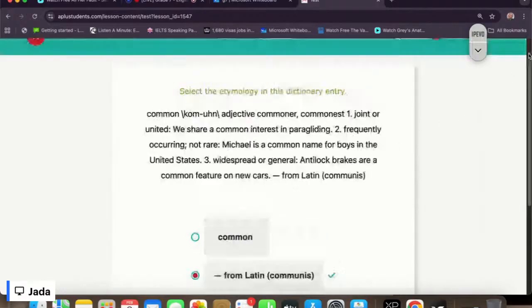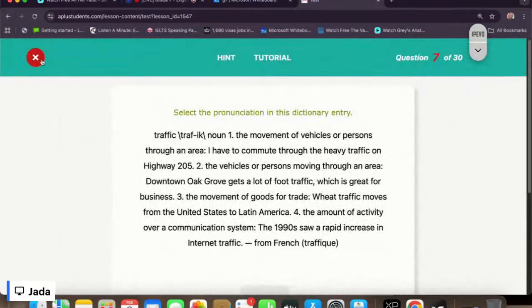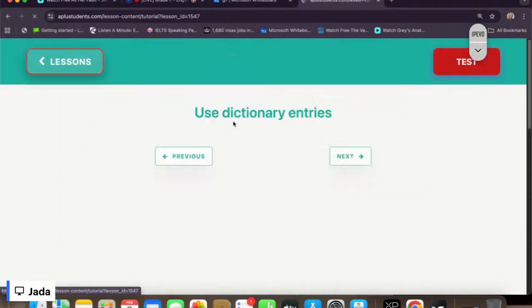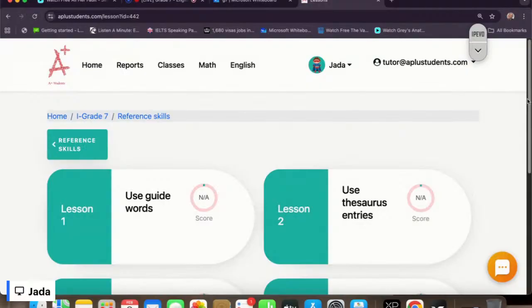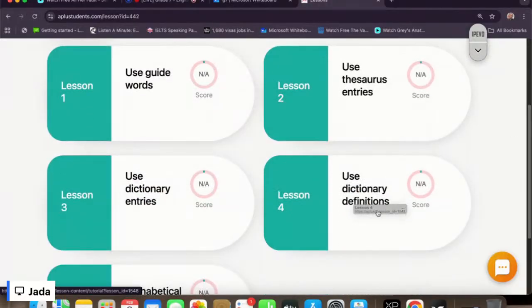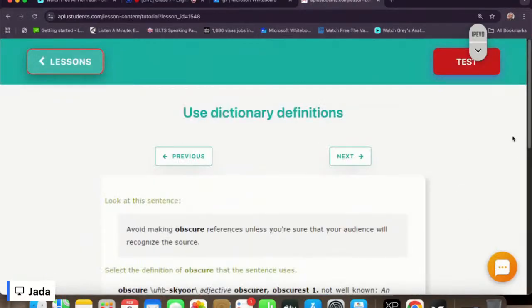So we have Latin. All right, that's it for this lesson. We'll move on to the next one. Make sure you complete use dictionary entries if you haven't done it. Next we have use dictionary definitions.